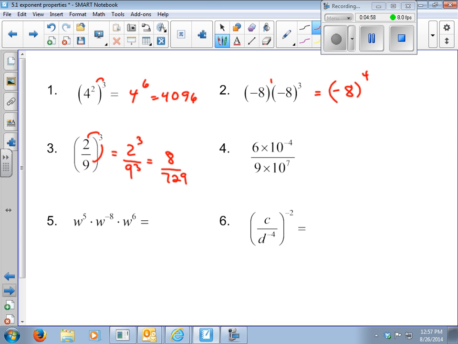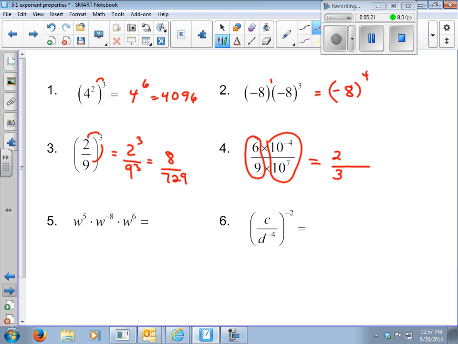The next one, 6 times 10 to the negative 4 over 9 times 10 to the 7. You could break this apart into two different pieces. We're going to look at the coefficients in the front first. 6 over 9, you could look at this as just a basic fraction that will reduce. 3 goes into both of those. 2 over 3.